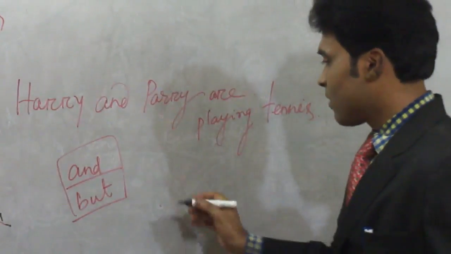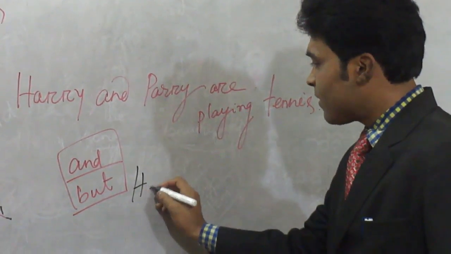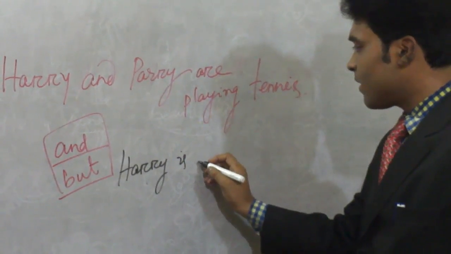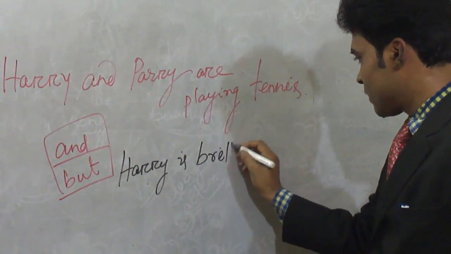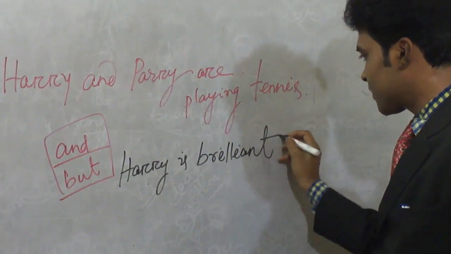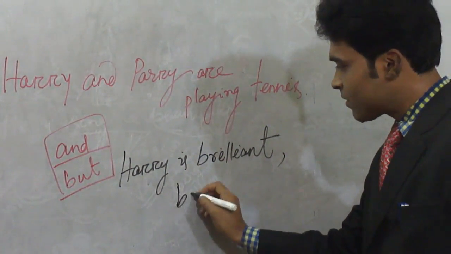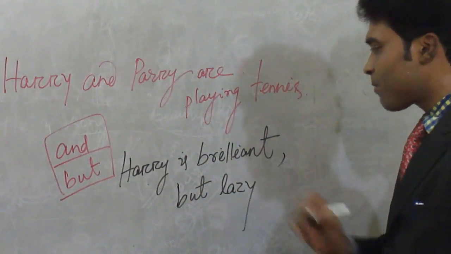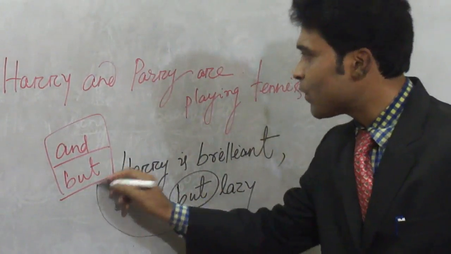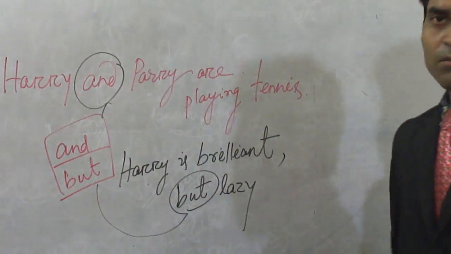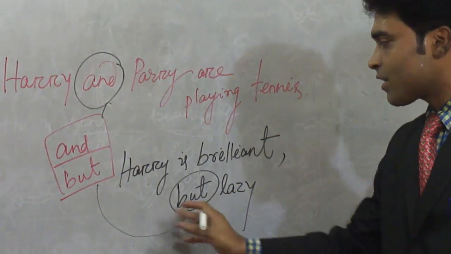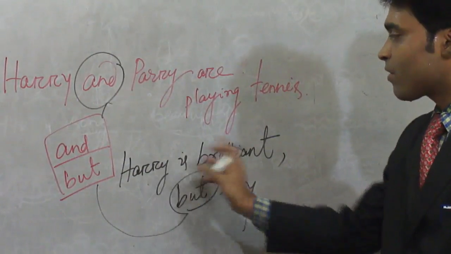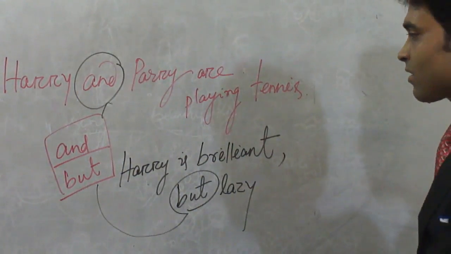Take another example. Harry is brilliant, comma, but lazy. Are you getting my point? This but is known as a conjunction, which connects the first part and the second part of a sentence.